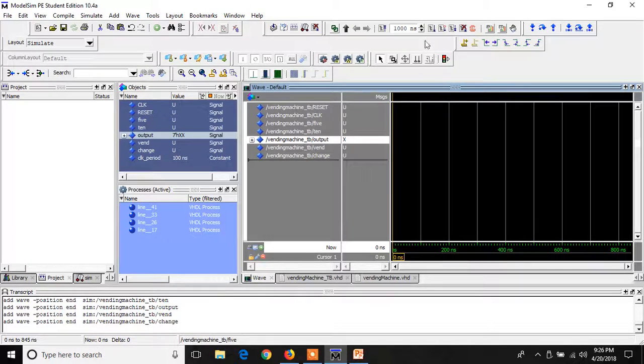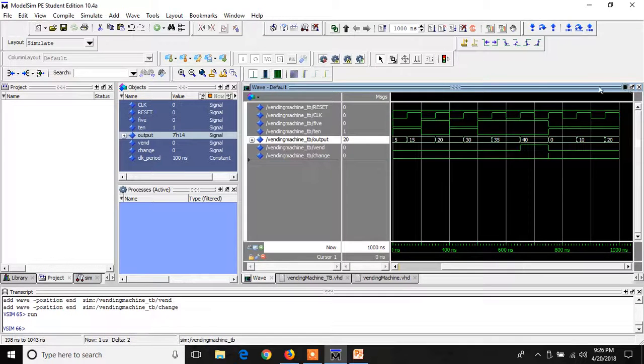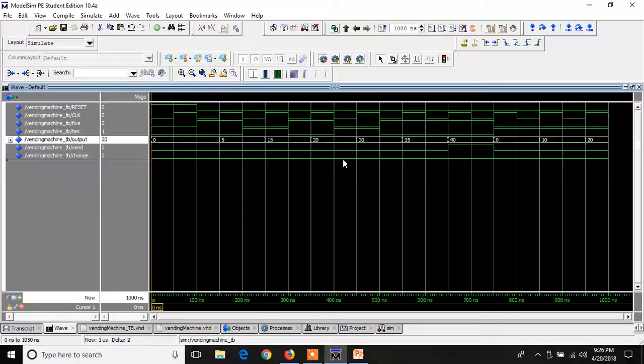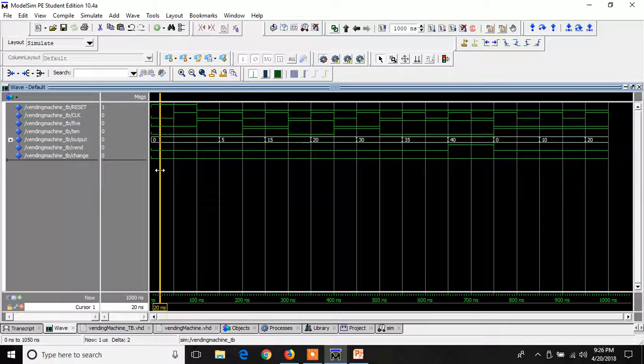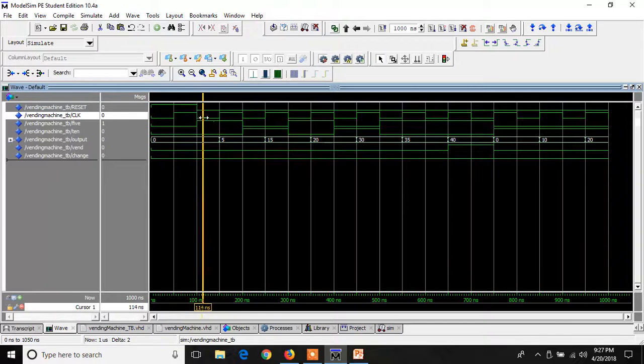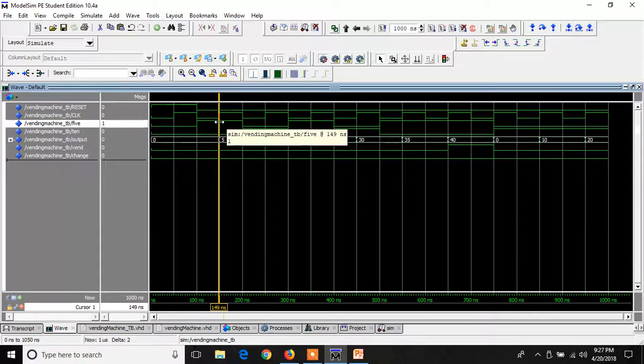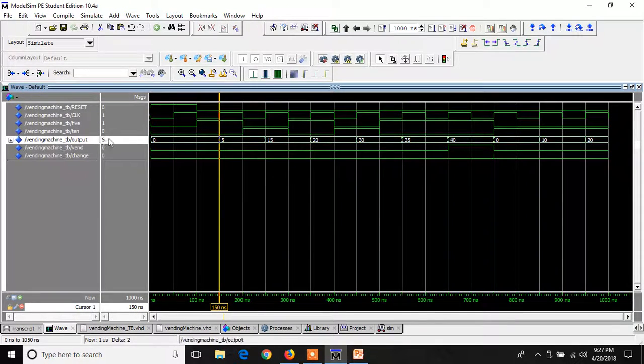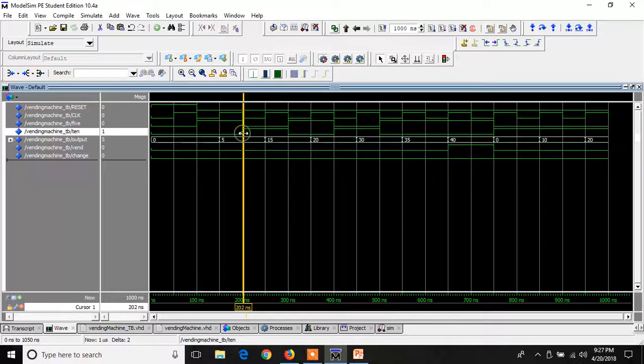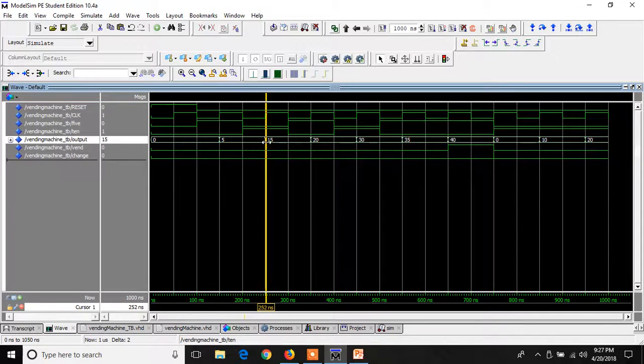So here is my simulation for this. I'm going to run it for 1,000 nanoseconds. Okay, so the simulation starts here at reset is 1, so nothing is happening here. And then as soon as the rising clock edge comes and reset is 0, a 5 has been inserted, so it goes to the 5 state and output shows 5, and then a 10 is inserted here, which is a dime. So a dime is inserted, 5 plus 10 equals 15, and then it goes to the 15 state.